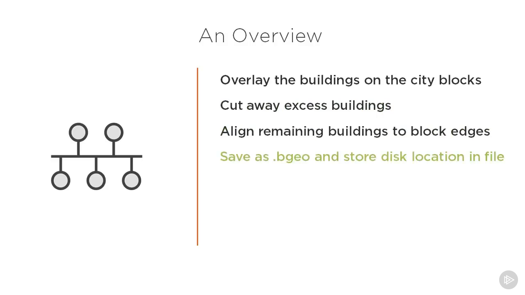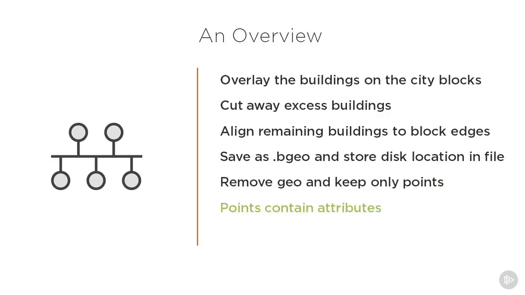We save these out as a BGO and store them on disk somewhere, and this disk location gets stored into a file. We remove the geometry and only keep the points, and make sure that these points contain the attributes we want them to have, and we do that for each city block. So in our case, we had 70 city blocks, if I remember correctly. So we're going to run this process every city block again and again.